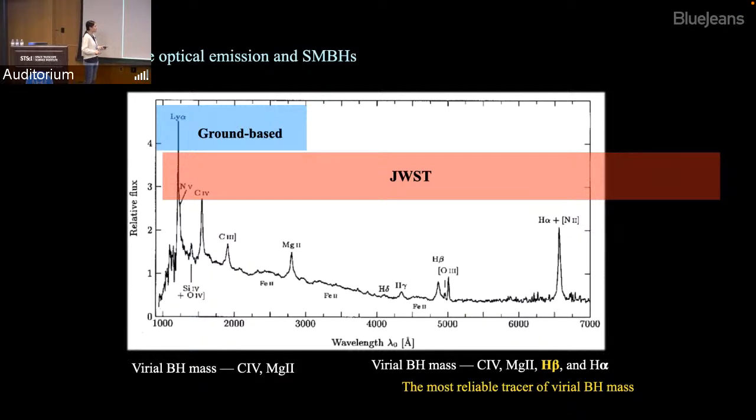However, we know that both of them are not the most reliable tracers. With JWST, we can now cover the H-beta line, the oxygen III lines, and the H-alpha line, and in particular the H-beta emission line. This one is thought to be the most reliable tracer of the single-epoch virial black hole mass. So that is what we want to use to estimate the black hole mass.